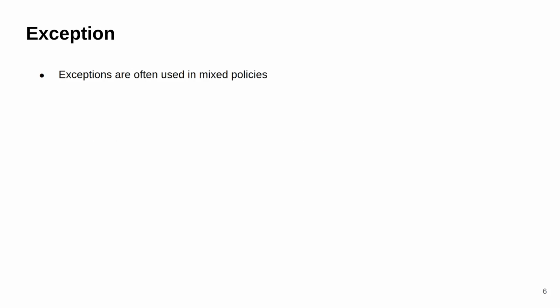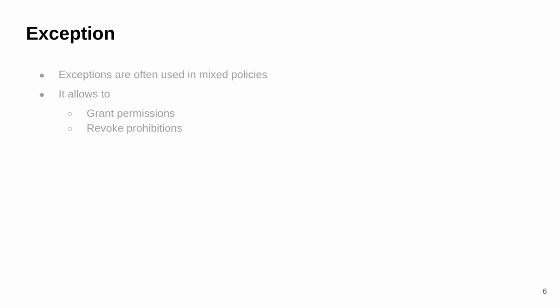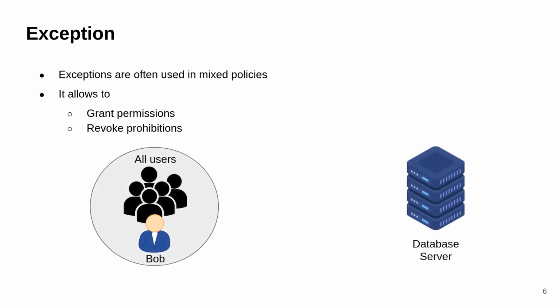Exceptions are often used in mixed policies. An exception can be used to grant access only to a specific user. For example, a security administrator can use an exception to grant access to the database server only for Bob. The exception can also be used to revoke prohibitions. For example, the security administrator can use an exception to prevent only Bob from accessing the database server.